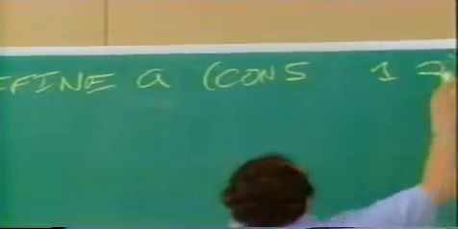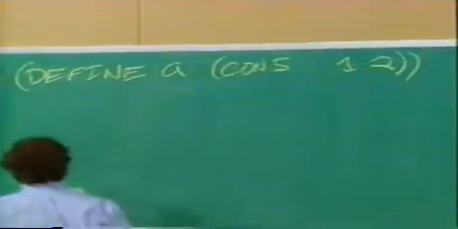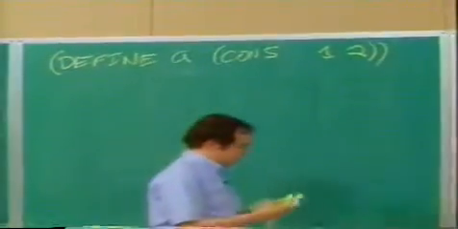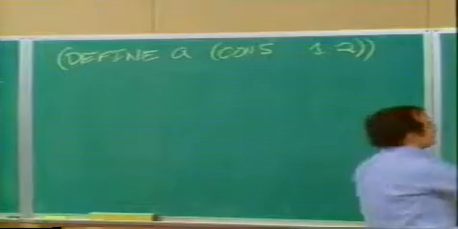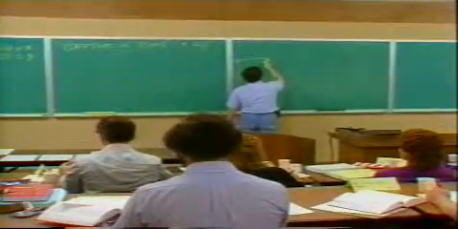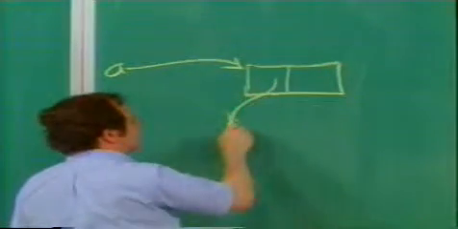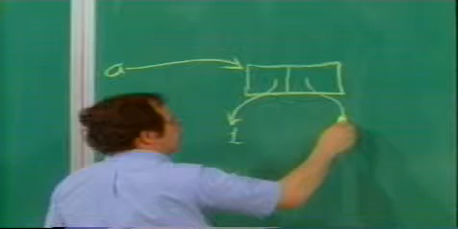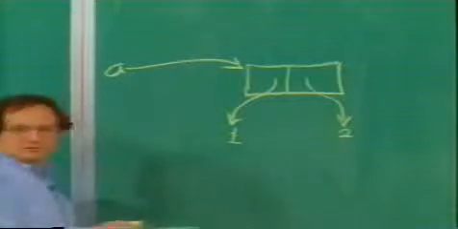A to be the cons of 1 and 2. Well, what that means, first of all, is that somewhere in some environment, I've made a symbol A to have a value which is a pair consisting of a pointer to a 1 and a pointer to a 2. Just like that.